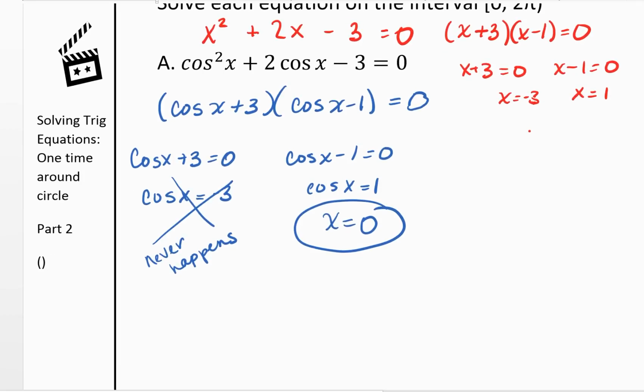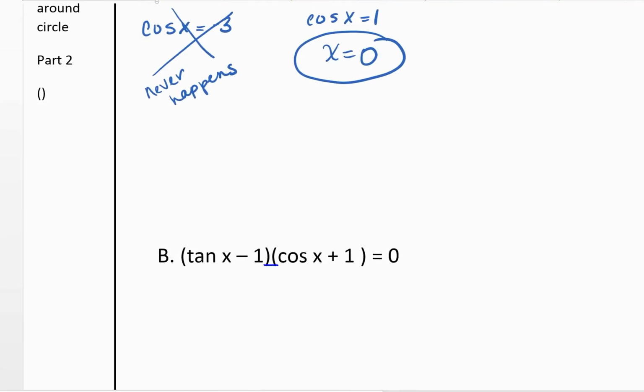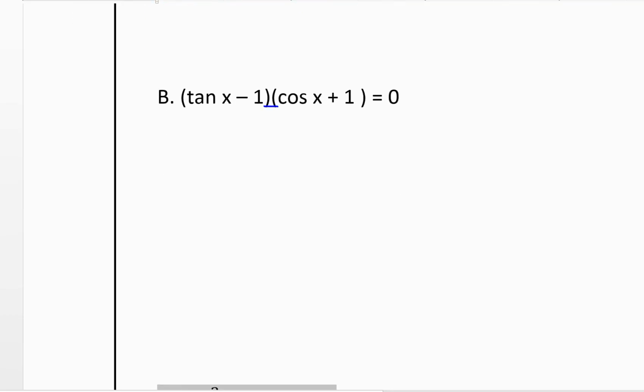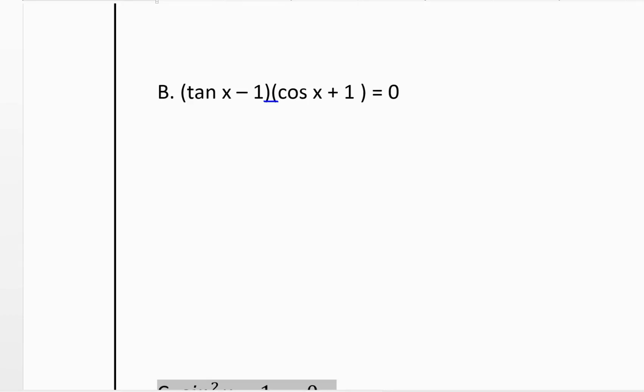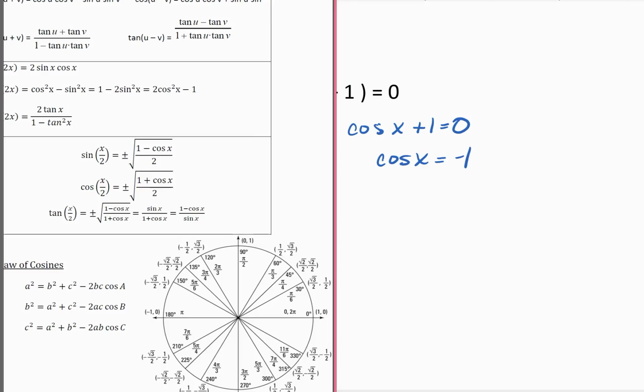So let's go ahead and look at another one. Here, this one's already factored for us, and we're going to follow a very similar path. So here, we've got tangent of x minus 1 times cosine of x plus 1 equals 0. So we're going to set tangent of x minus 1 equal to 0 and cosine of x plus 1 equal to 0. So we'd say, okay, we want where tangent of x equals 1 and we want where cosine of x equals negative 1. So let's look at the unit circle and let's just work on the tangent one.